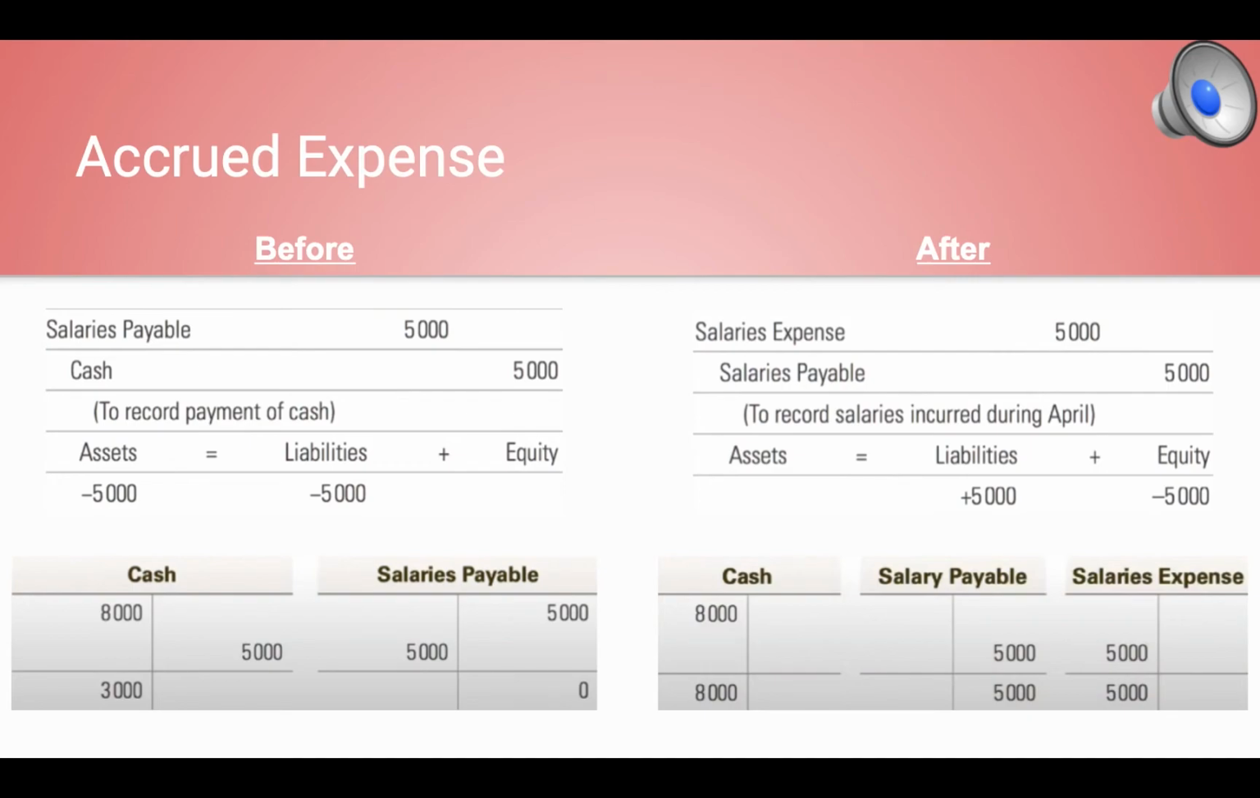This is where the expense should be debited and the payable credited. Salaries expense is an example where cash is paid after the completion of a period of working days.